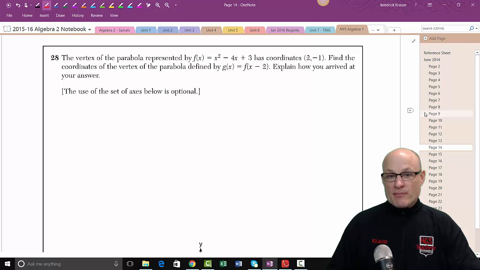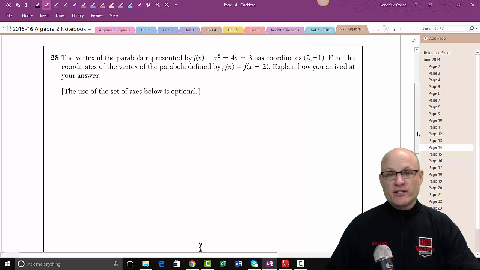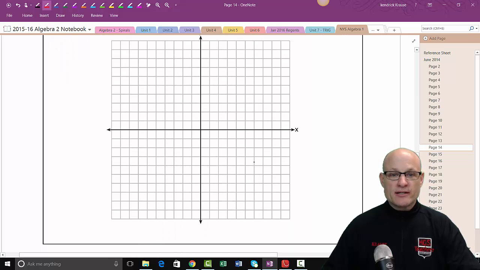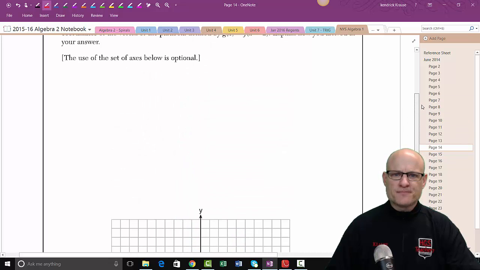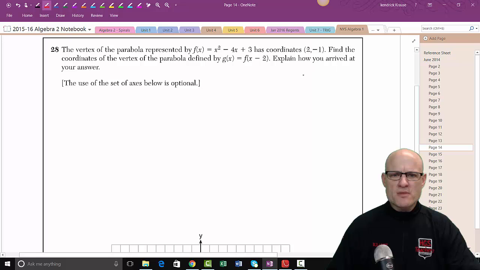This is one you either remembered or you don't remember it. The fact that the vertex here is 2, -1. I could put that in there and draw my parabola in if I wanted to. I wonder if there's a way to do this graphically. I might try to do this graphically. If it doesn't work, I'll cut it out.